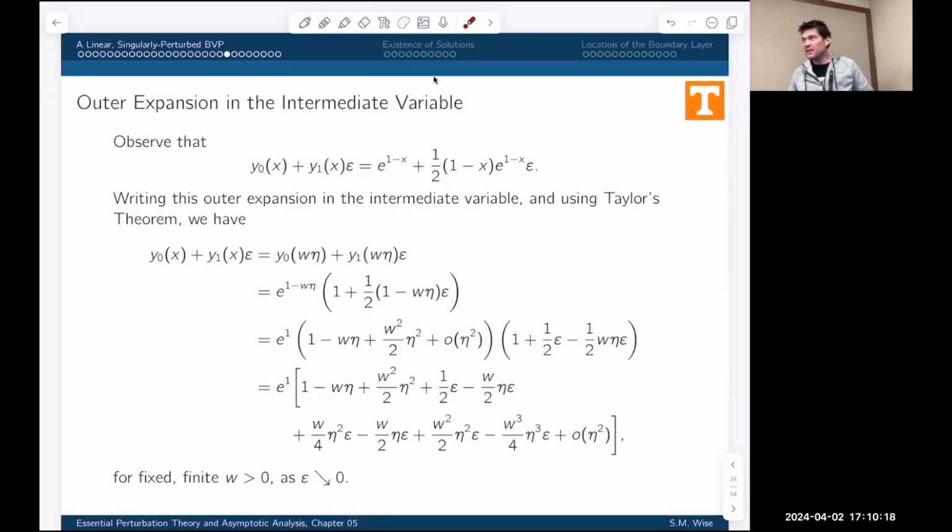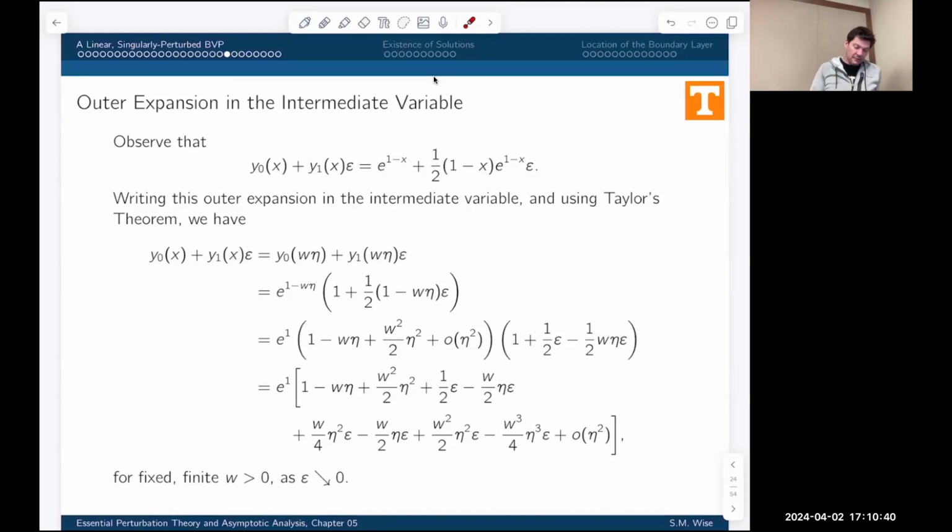Okay, so this is going to seem a lot similar to what we did in chapter 2, because at least for this part, it actually is. So here's our outer expansion, keeping only the leading order and the first order correction: e to the 1 minus x plus 1/2 (1 minus x) e to the 1 minus x times epsilon.